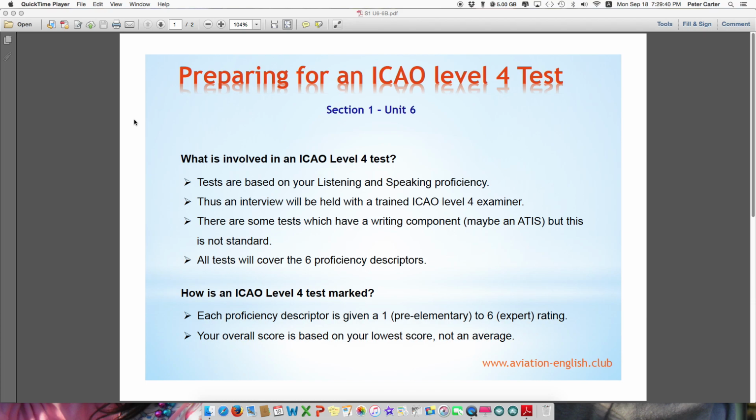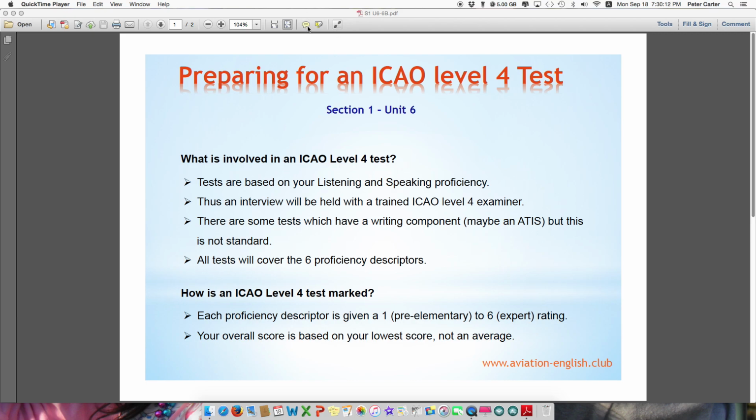In the last unit, we were talking about what's involved in a test, or how the test actually works. What happens in the test? In this unit, we're going to look more closely at what is involved in an ICAO Level 4 test. How do we actually do it as a tester, or as we prefer to call an interviewer?